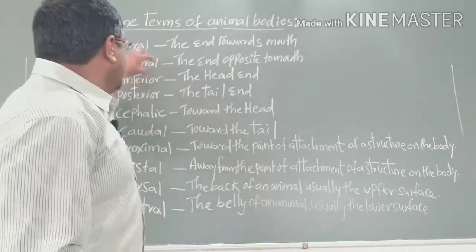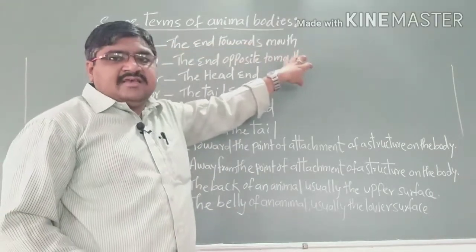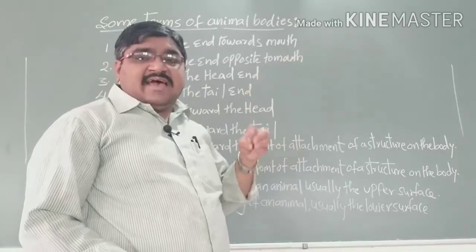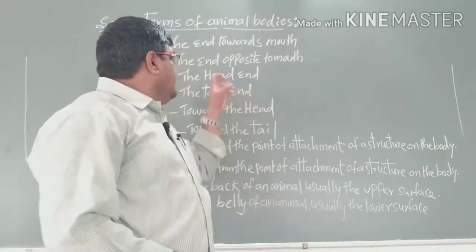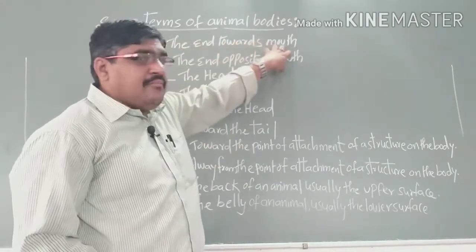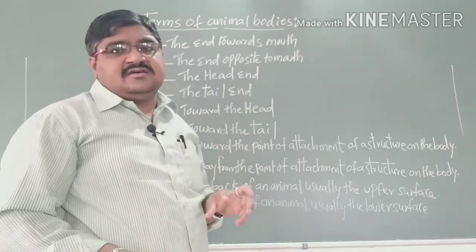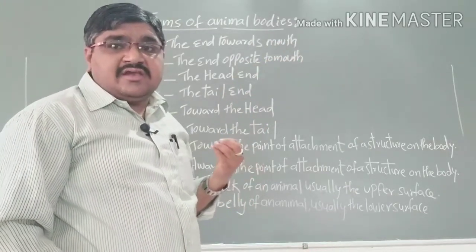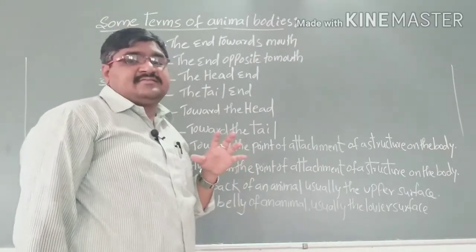Next, the aboral surface, the end opposite to the mouth. Opposite to the mouth is the anus region. So the region opposite to the mouth we can call the aboral surface.